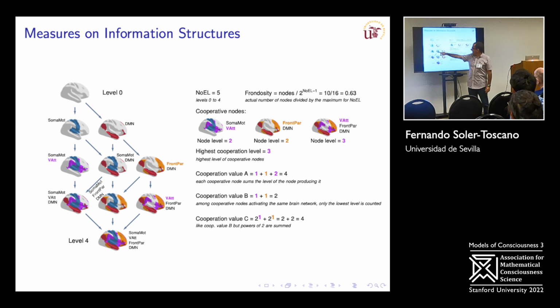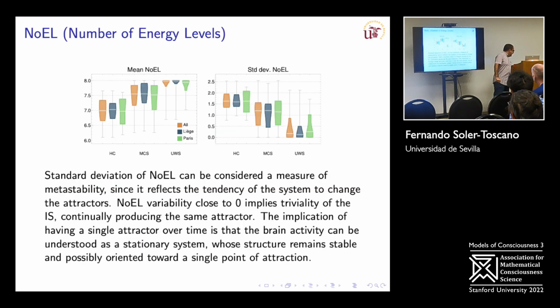So we call this a cooperative node, and we can measure the number of cooperative nodes that appear in the information structure, and we can count those nodes in several different ways. We have 3 cooperative nodes, and depending on the way that we count them, we have different measures. Well, the result of this work is that we find differences in the measures of information structure that depend on the level of consciousness of the participants.